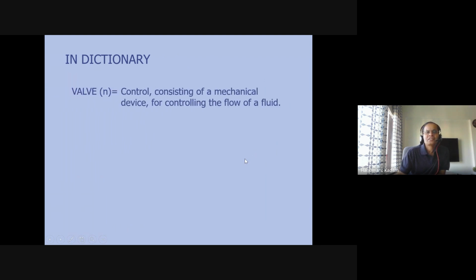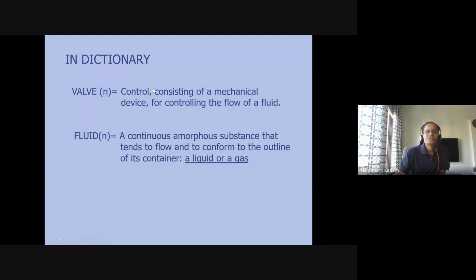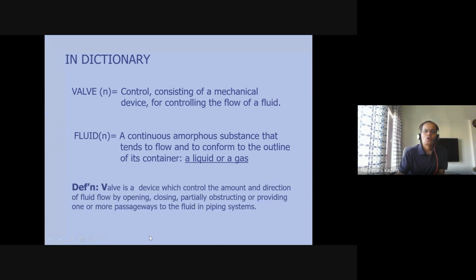So in the dictionary, you can see that a control valve consists of a mechanical device for controlling the flow of liquid. So this is the definition of a valve. A valve is a device which controls the amount and direction of fluid flow by opening, closing, partially obstructing, or providing one or more passageways to the fluid in a pipeline system. As per standard, this is the definition of the valve. So when we say control valve or valve, it is a device.